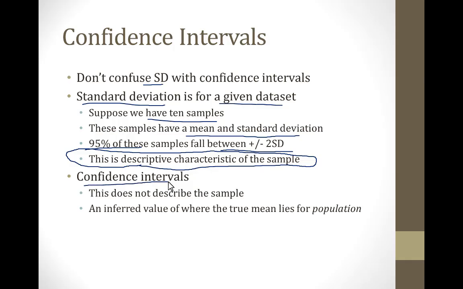The confidence intervals, on the other hand, do not describe the sample set at all. These are an inferred value of where we think the true mean lies for a population. The confidence intervals help us tell readers of our clinical data how close we think our data set represents the population outside of our experiment.